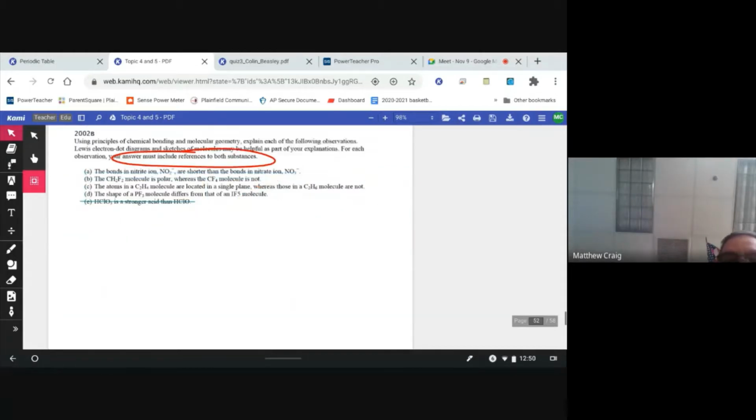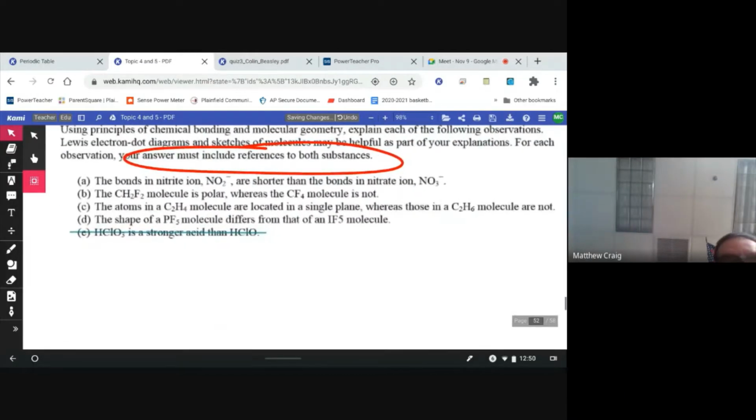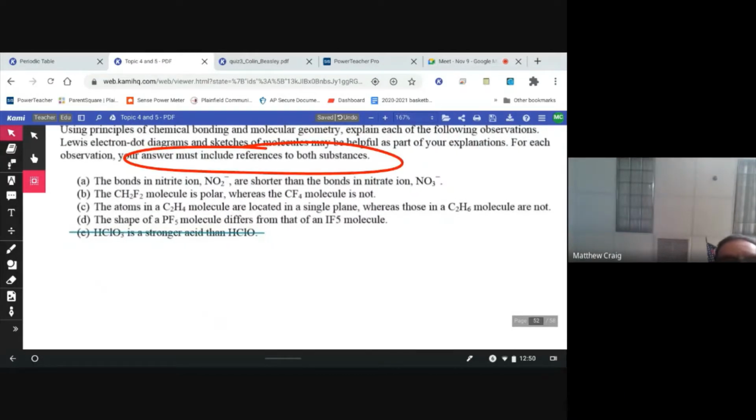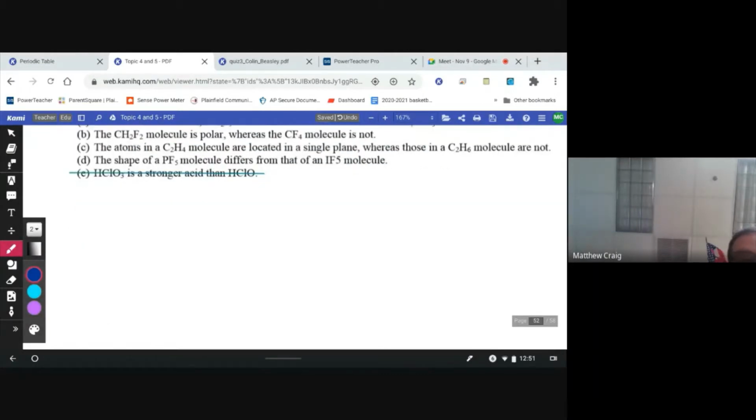Okay. All right, let's see. Where are we at? D. The shape of PF5 differs from that of IF5. Five fluorines, that's 35 plus 5. 40. Sweet.